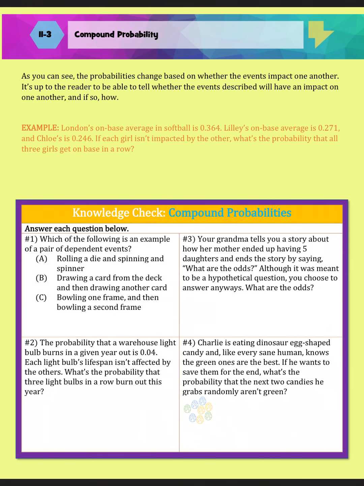As you can see, probabilities change based on whether the events impact each other. Again, if they do impact each other, that's called dependent, because one will depend on the other. If they don't impact each other, that's called independent.